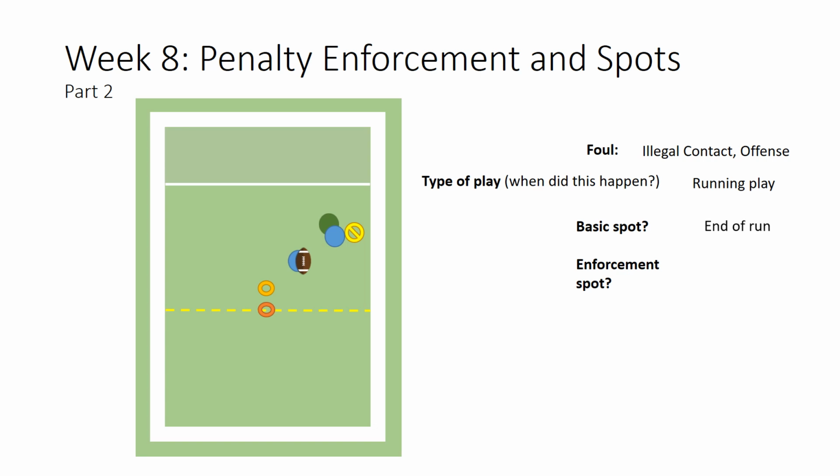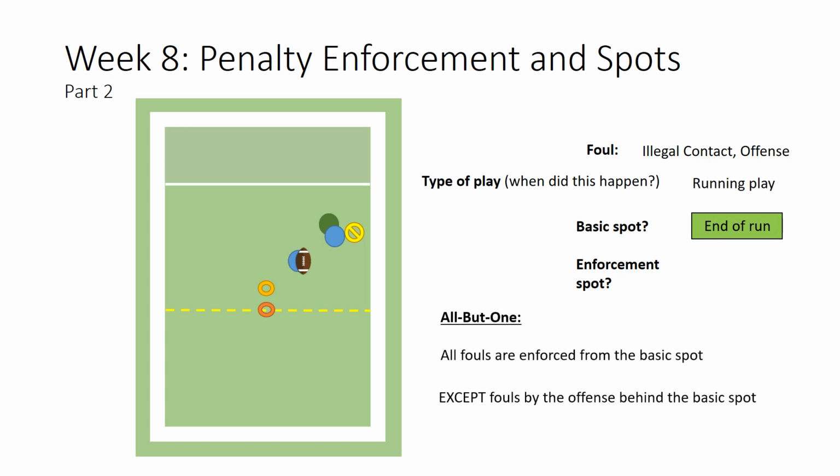Now let's go to our all but one principle to put it all together. All but one says all of our fouls are enforced from the basic spot, except for fouls by the offense behind the basic spot. This foul did not occur behind the basic spot, it occurred ahead of it. Therefore, we can't use the exception, so we're going to enforce from the basic spot. Our enforcement spot is the end of the run.